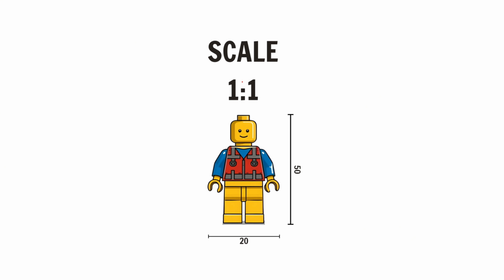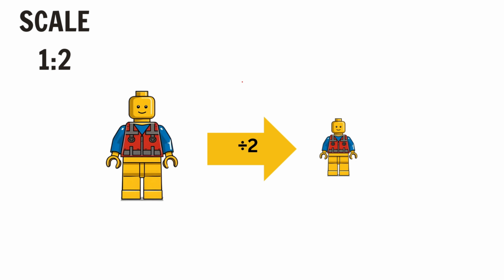So let's use an example here. On the screen here, we've got a Lego minifigure. We have a height of 50 and a width of 20. This is on a scale of 1:1. But now we're going to implement a scale of 1:2. So when we have a scale of 1:2, we're going to take the measurements of 50 and 20 and divide it by 2, because our scale is 1:2. And we're going to use the new measurements to draw our minifigure on scale 1:2.